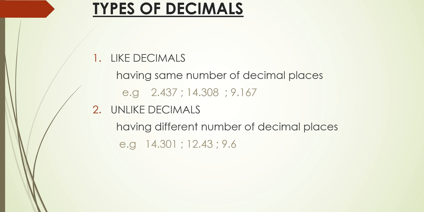As you can see in the example, 14.301, 12.443 and 9.6. Check the decimal part. In the first one, I have 3 decimal places. In the second one, I have 2 decimal places. And in the third one, I have only 1 decimal place. So all are unequal. I am checking only the number of digits. Each one has a different number of decimal places, so I will say these are unlike decimals.